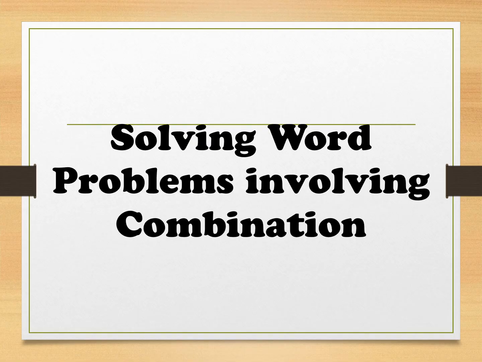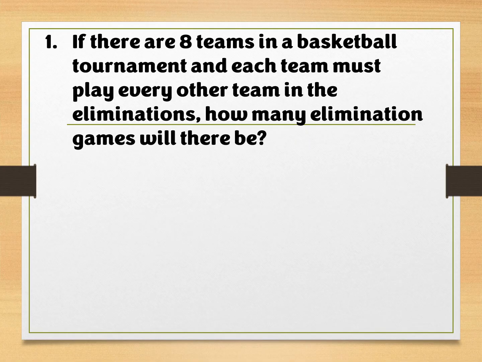Let us discuss now solving word problems involving combination. Let's have example number 1. If there are 8 teams in a basketball tournament and each team must play every other team in the eliminations, how many elimination games will there be? First step is we're going to determine the value of n and r. So since there are 8 teams in the basketball tournament, the value of n is 8. And the value of r is 2. Why is it 2? Because in every game, there must be 2 teams who will play.